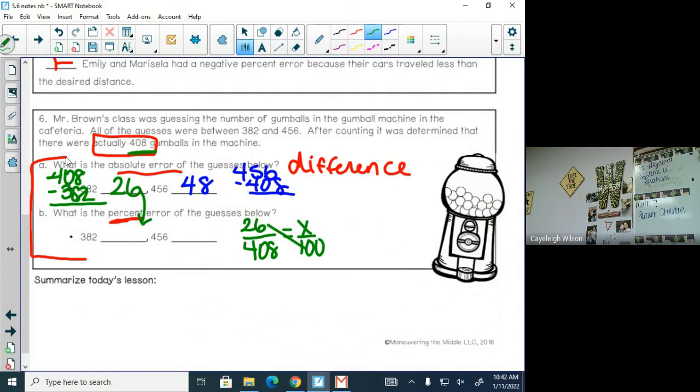So 26 times 100 is 2600. 408 times x is 408x, divide by 408, and I get 6.3725. If I'm going to round to one decimal place, that would round to what? 6.4%. So I'll give you a second, if you need to fix the second one, go ahead and fix it. You didn't set it up right.